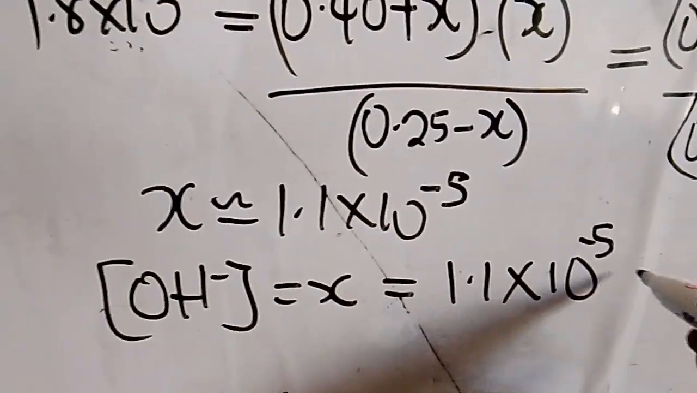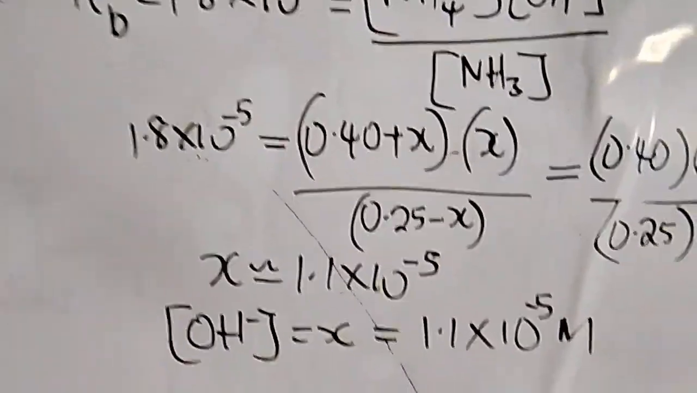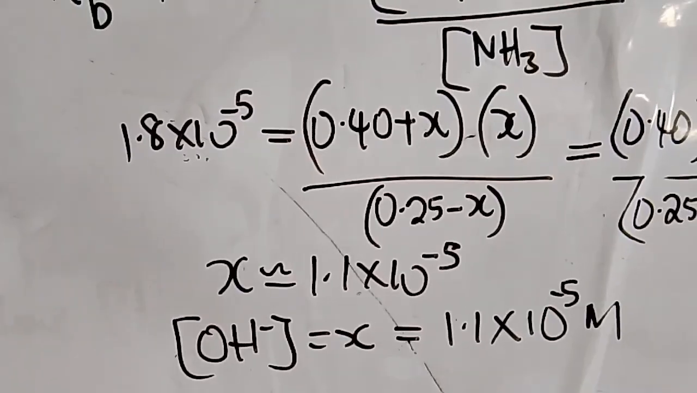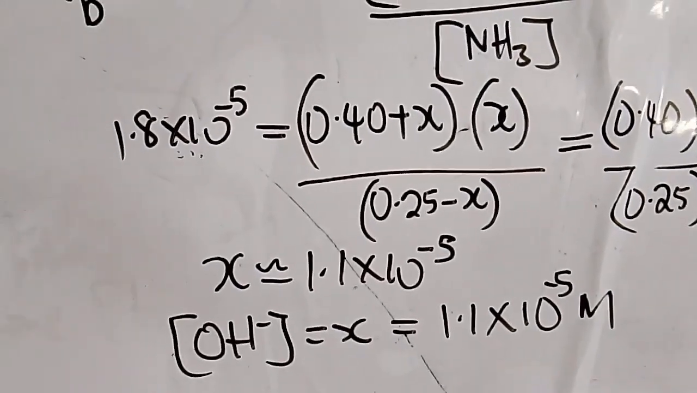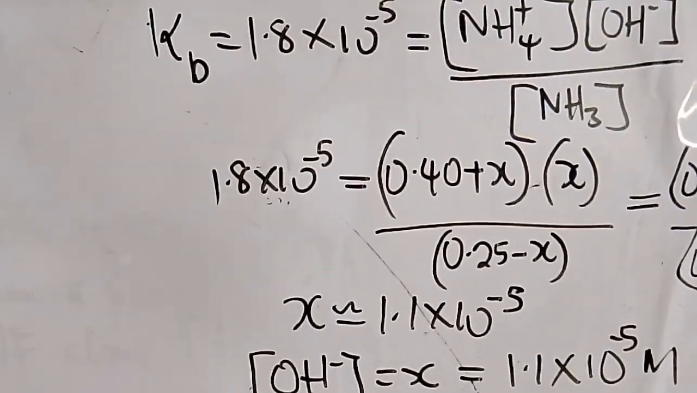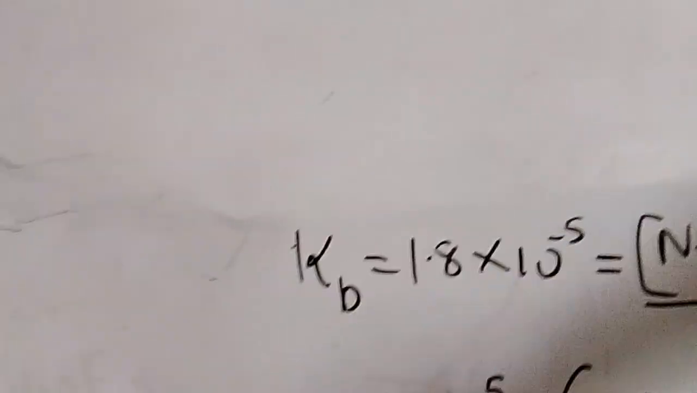So this is the concentration of hydroxide ion, 1.1 times 10 to the power negative 5. If you know the concentration of hydroxide ion, then you can straight away calculate the concentration of hydrogen ions, which will help you now to calculate the pH. Okay, so we can find the pOH.